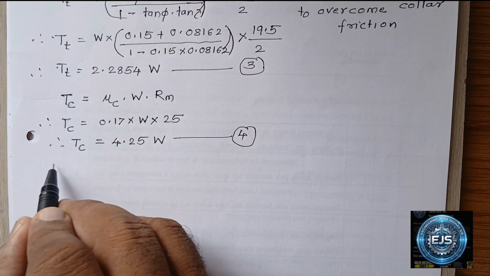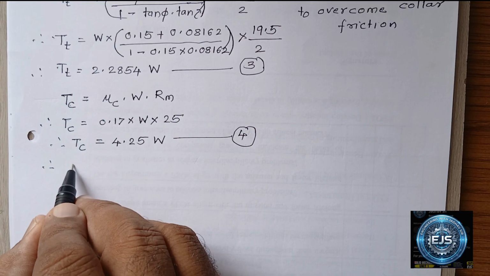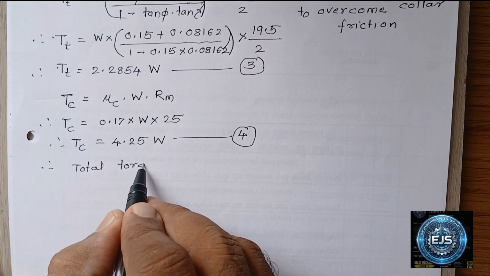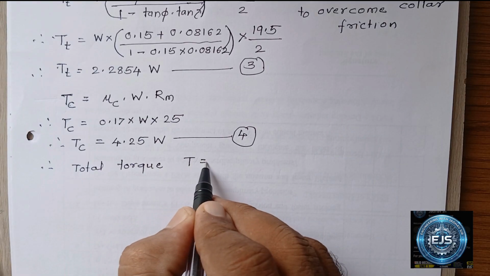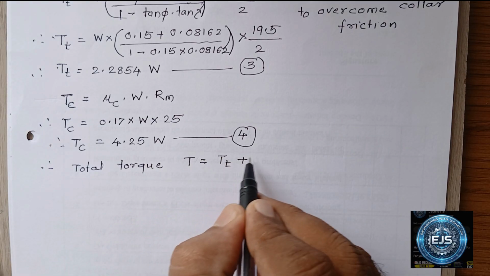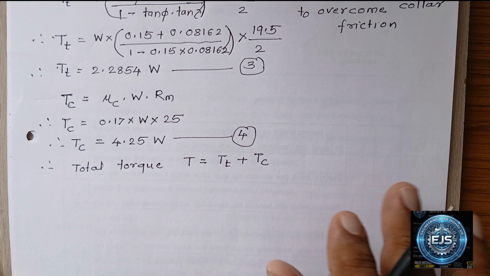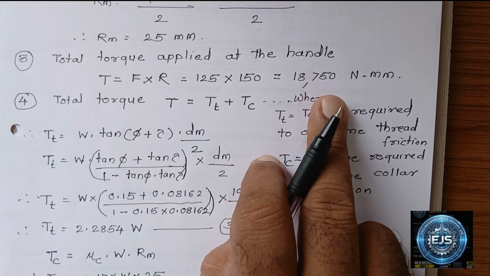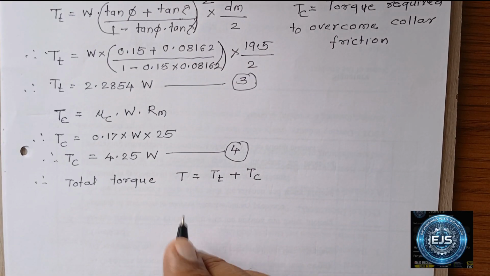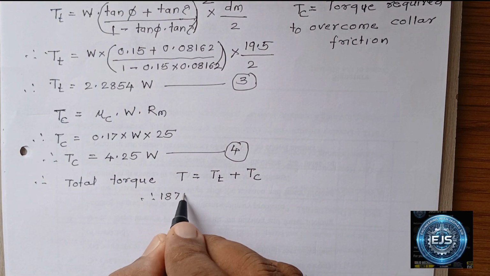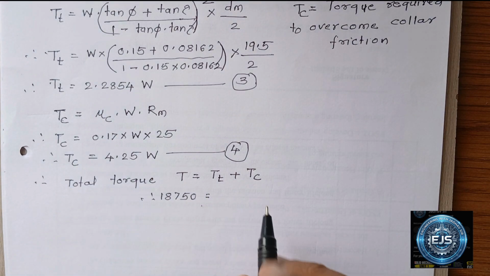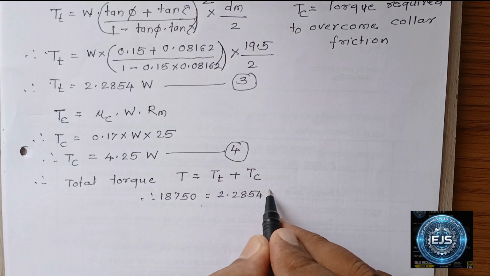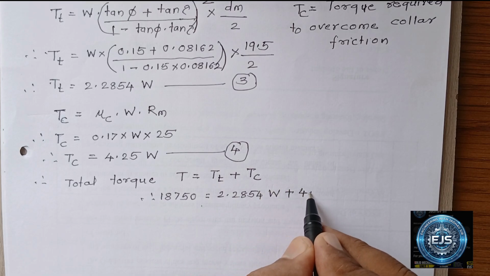Now we can calculate the total torque required to overcome the friction. Total torque T is equal to TT plus TC. The total torque applied by the machinist at the handle is 18,750. So putting the values here, 18,750 is equal to the torque required to overcome the thread friction, 2.2854 into W, plus the collar friction torque, 4.25 times W.